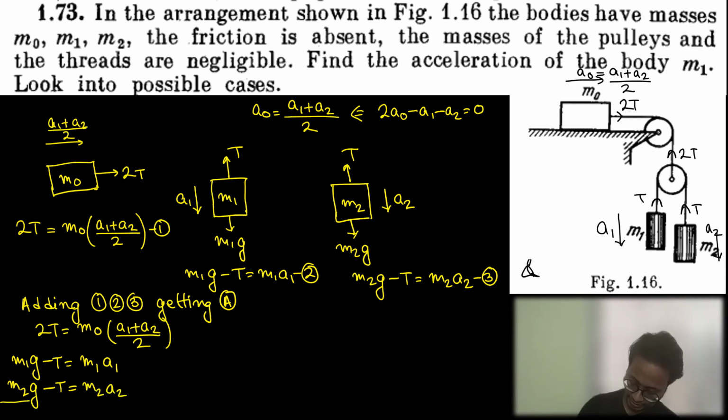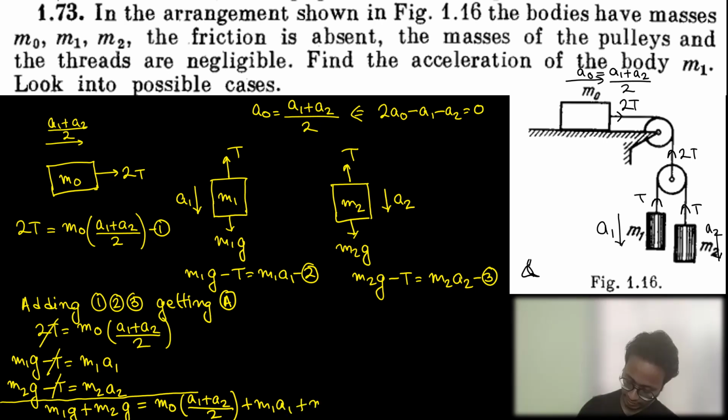Okay, so if you add these three values, what do I get? T and minus t plus 2t get cancelled, so it becomes m1g plus m2g is equal to m naught into (a1 plus a2) divided by 2 plus m1 a1 plus m2 a2. Okay, so this is nothing but our a. Let's write our a neat and clean on the next page.